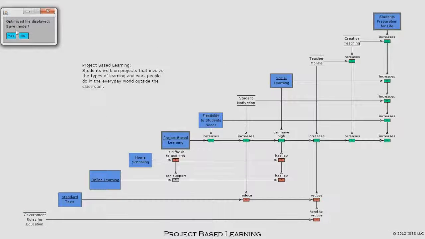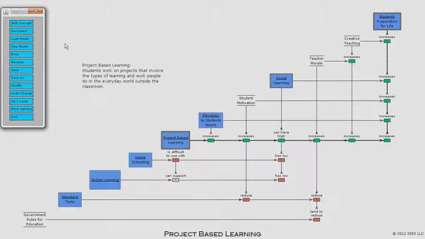It asks if you want to save the model that has been optimized, and we'll say no in this case. The shuffle quite often results in a diagram that is easier to understand and can give you new ideas. You can shuffle the diagram as many times as you want. You can also move a concept manually by right-dragging the mouse from one concept to another.